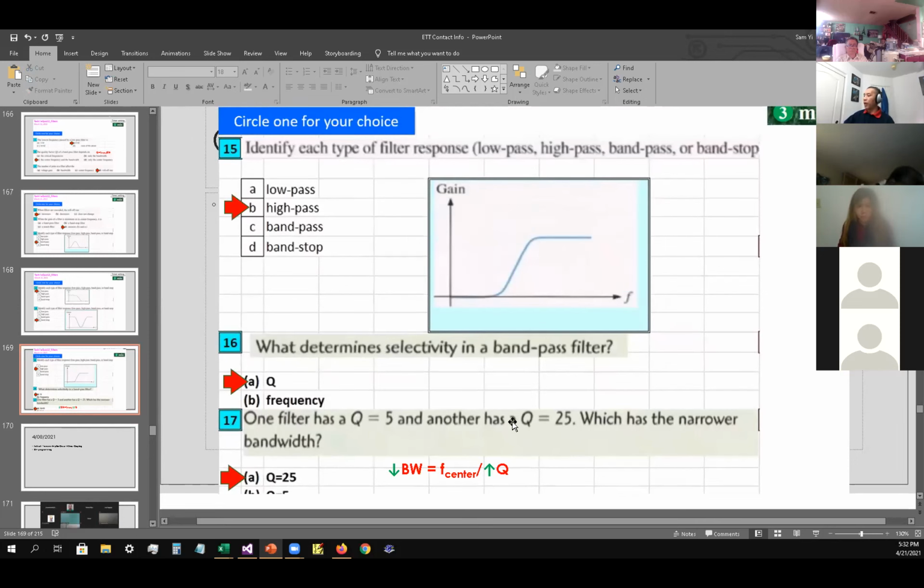So which one would have a narrow bandwidth? The higher the Q, the lower the bandwidth. Okay, so like here, the higher the Q, the lower the bandwidth. You can just plug them into the formula and see how it turns out. Yes, exactly.